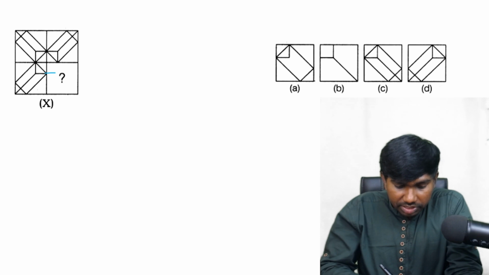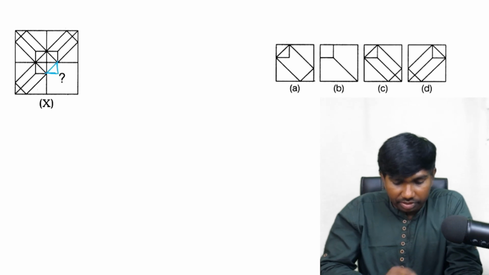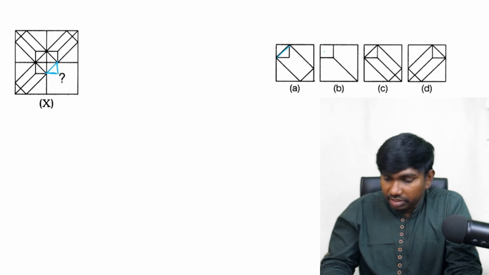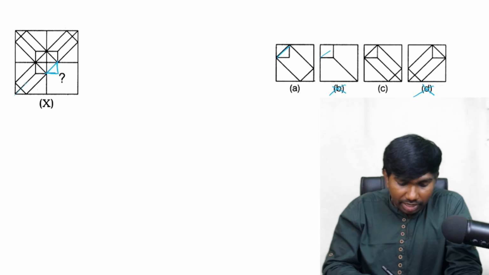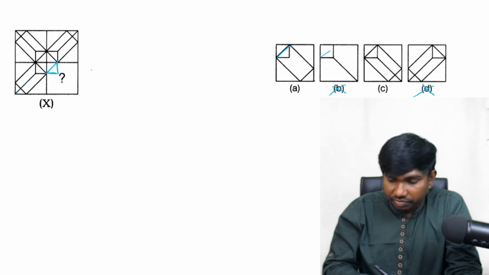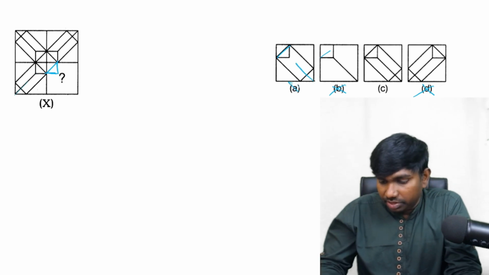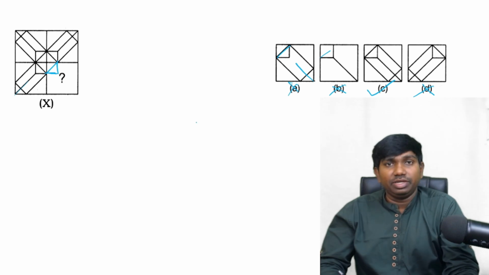Next one. There is a complete square with a diagonal like this, and there is a diagonal missing here, and the location is not correct here. And another diagonal part should touch the square. Another diagonal is missing here. So the answer is figure C.